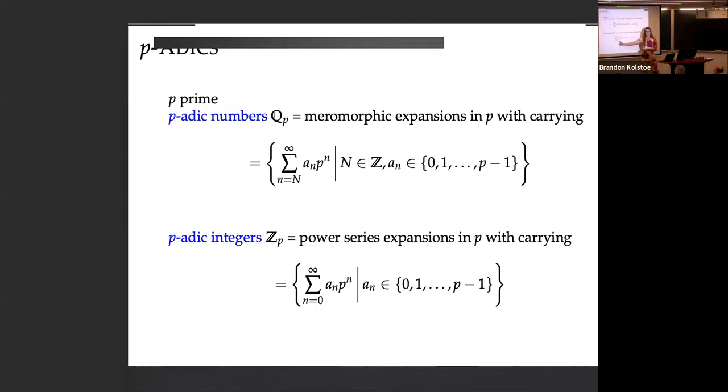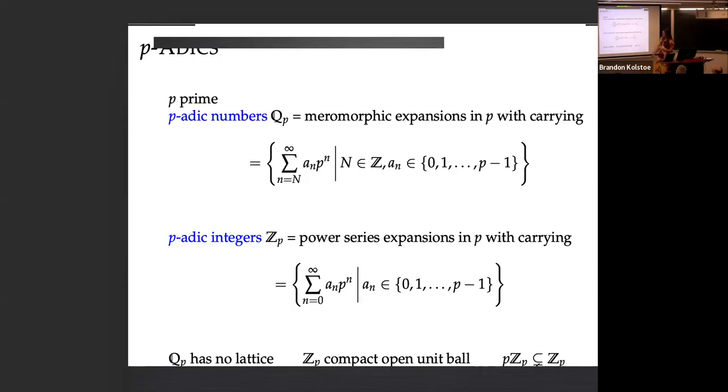And the p-adic integers are now power series expansions in P with carrying. And so now we no longer allow there to be any negative exponents. And it ends up that the p-adic numbers have absolutely no lattice. Also, very confusingly, these p-adic integers are a compact open. They're a unit ball with respect to this thing called a p-adic valuation. Even more confusingly, these are the completion of the normal set of integers with respect to this p-adic valuation, but you get something compact. That's weird.